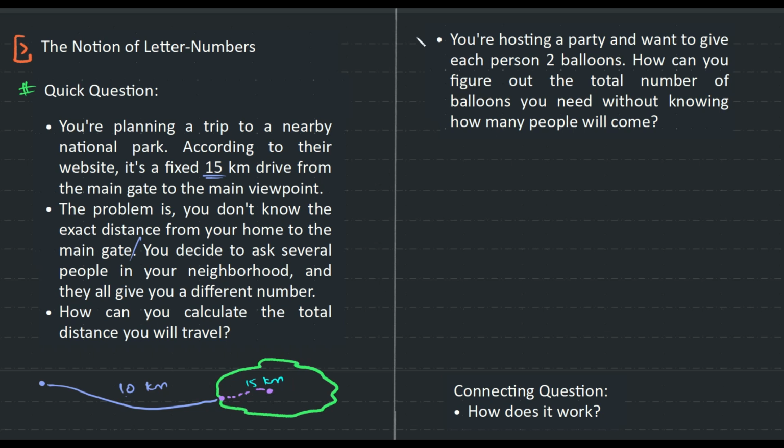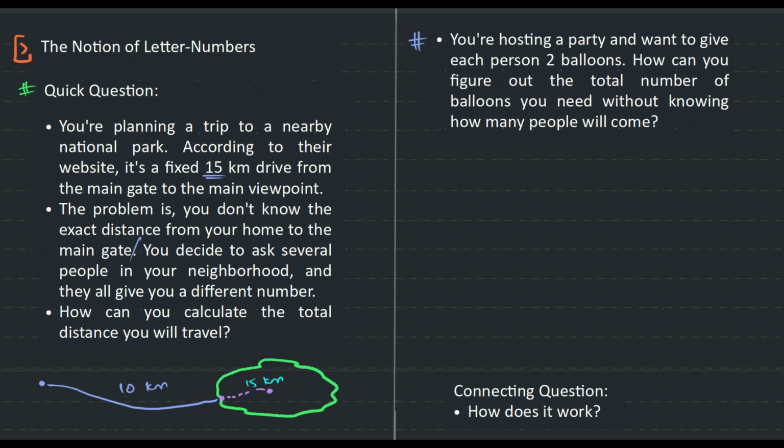Now let's have a look at the balloon scenario. You're hosting a party, meaning there is a function in your house, say a birthday party or naming ceremony or something like that, and you want to give each person 2 balloons. Say the majority of the people who are coming are only kids. So I say it's a birthday party. There are no elders. So each person gets 2 balloons. How can you figure out the total number of balloons you will need without knowing how many people will come?